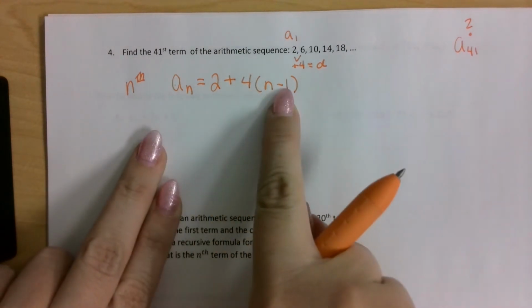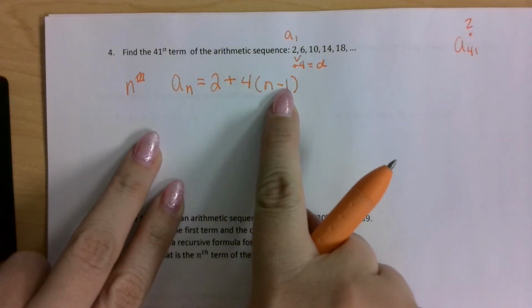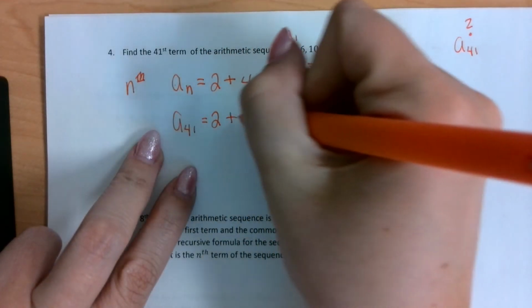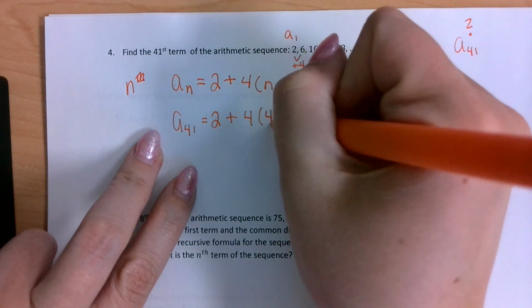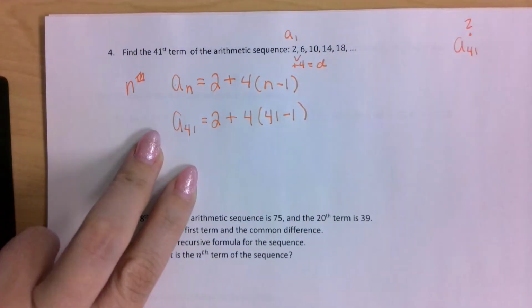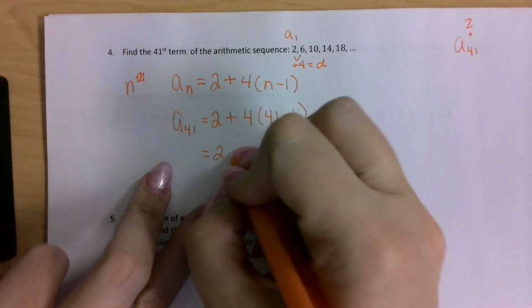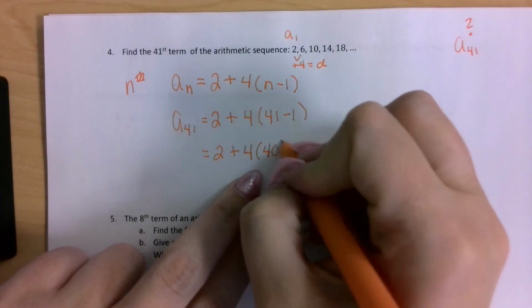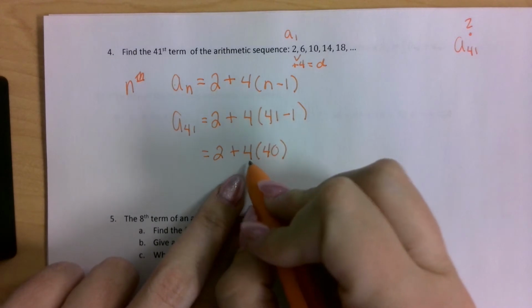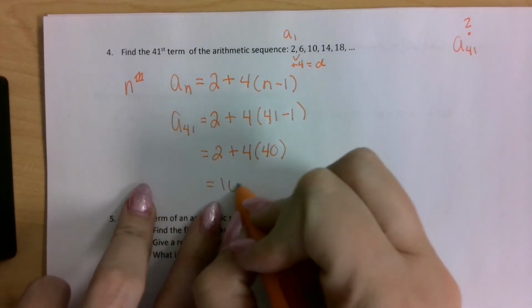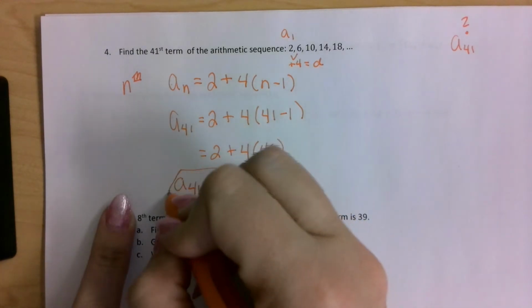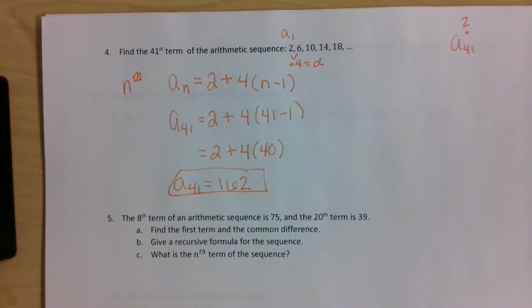Now that I have my nth term formula, I can plug in our 41. So a sub 41 is equal to 2 plus 4 times 41 minus 1. So 2 plus 4 times 40 would give us, what, 160 plus 2 is 162. So the 41st term in the sequence is 162.